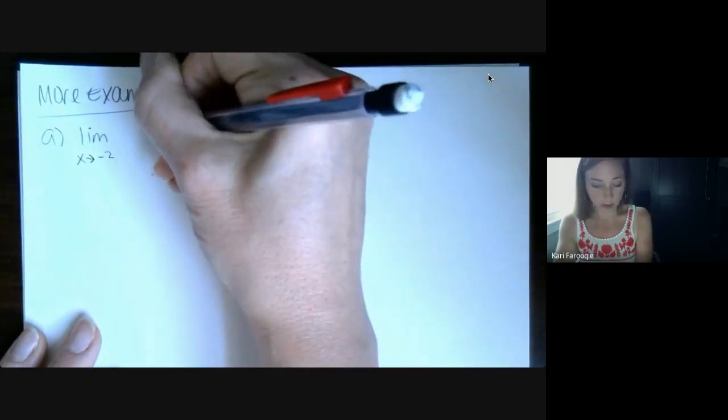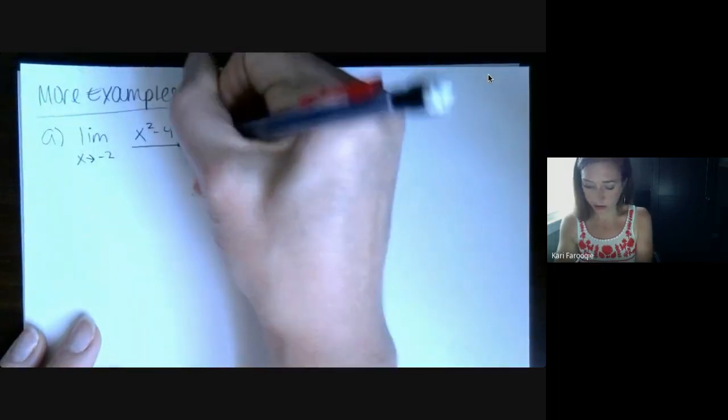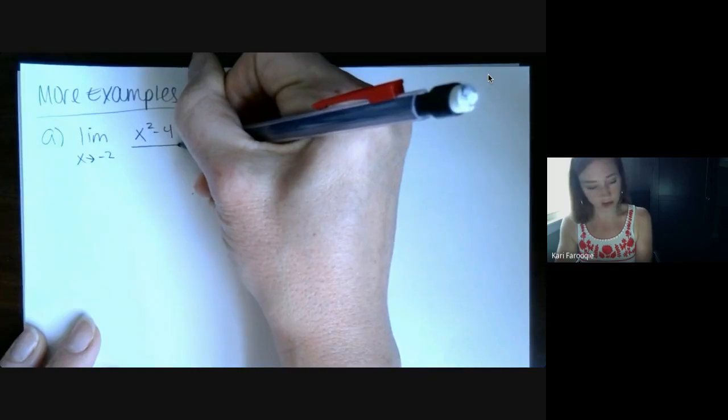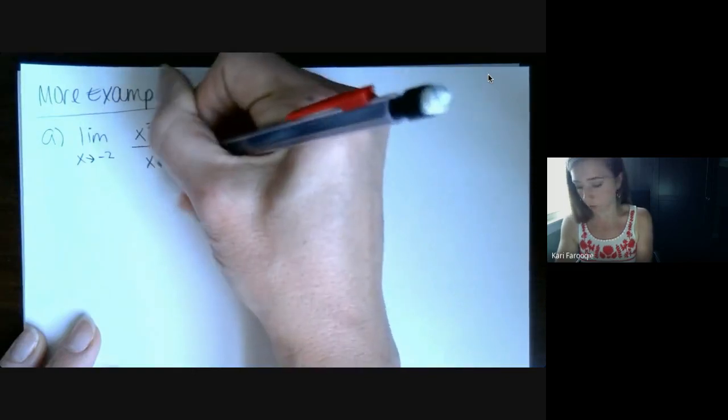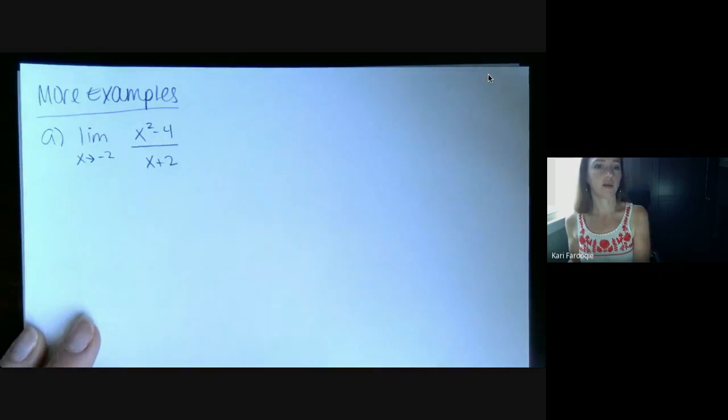So an example would be something like this. The limit as x approaches negative 2 of x squared minus 4 divided by x plus 2.